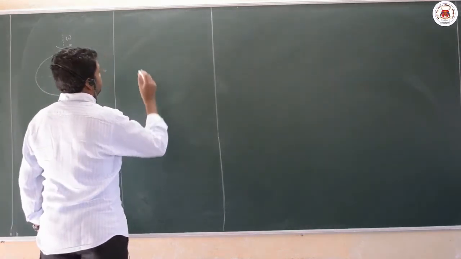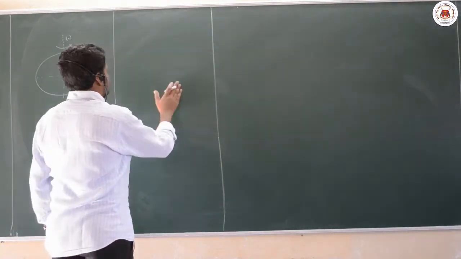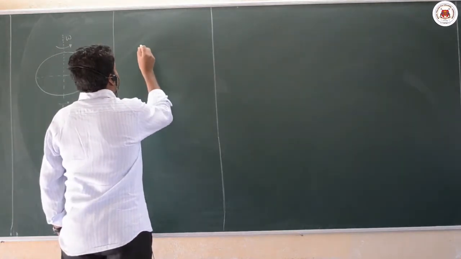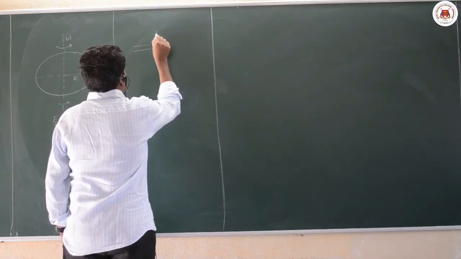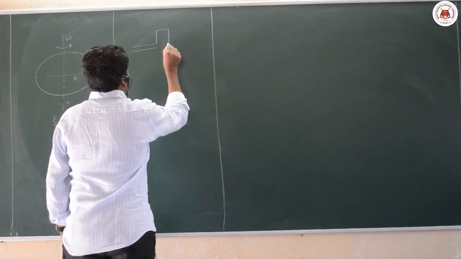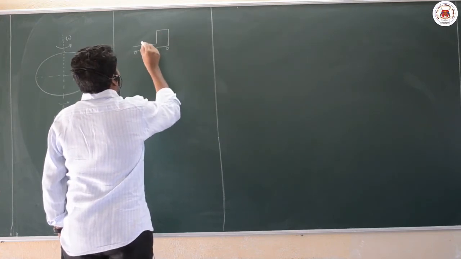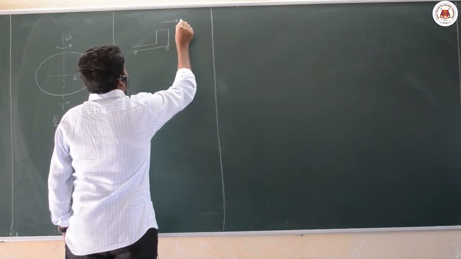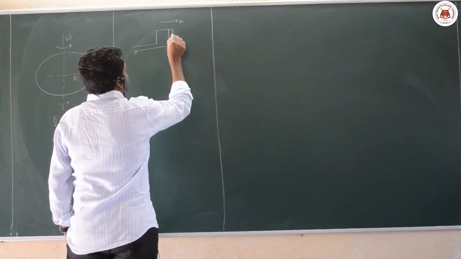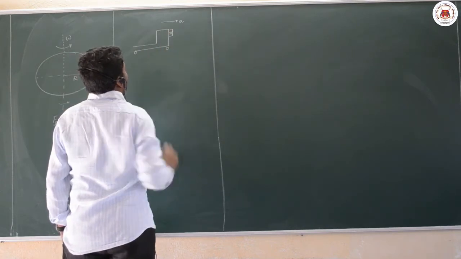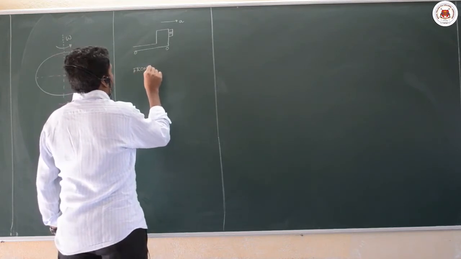Next, one more application we can see. We will take a truck. A truck is moving forward with an acceleration a. A block of mass m is kept at the front end of the truck.